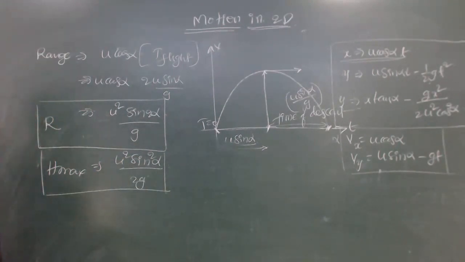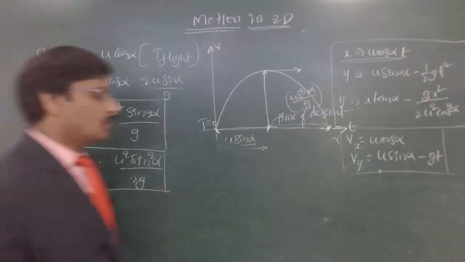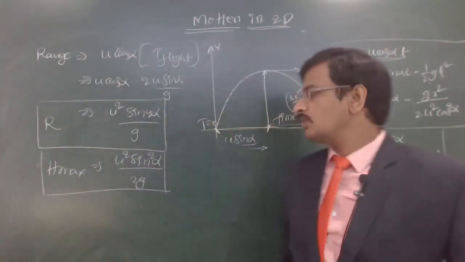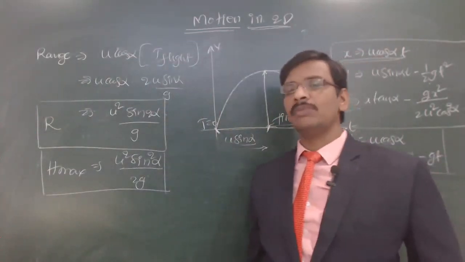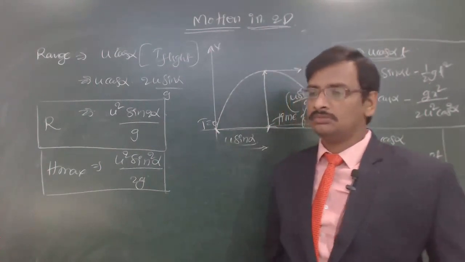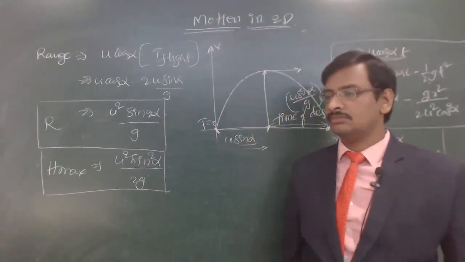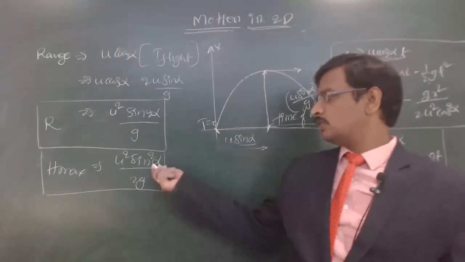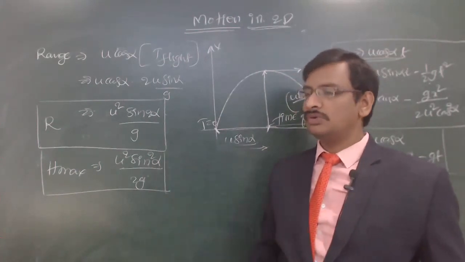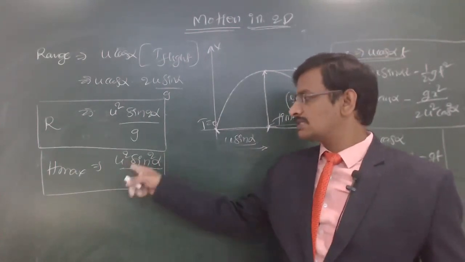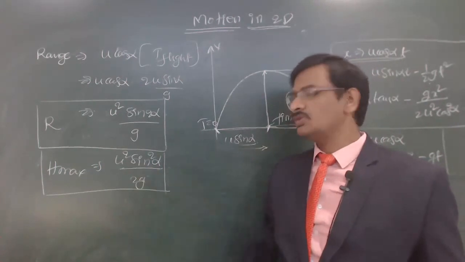Got it? Now in this case, if you notice, for what value of alpha can the H be maximum when we throw? Here if you notice, when alpha equal to 90 degrees, this can get a maximum value which is equal to u square by 2g.